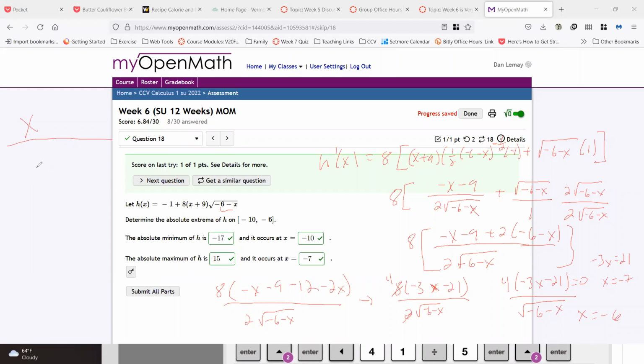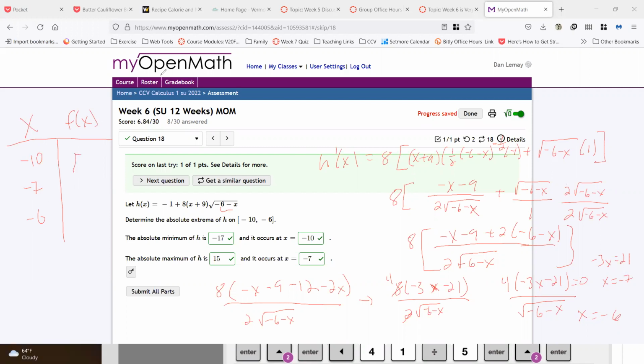Negative 10 is an endpoint, right? Yeah, negative 10 is an endpoint. I've got to test my negative 7, and I'm going to test negative 6 in f of x, in that original function. Now, I did the same thing with my calculator, so I don't think you need to watch me do that. But what I got was negative 7.